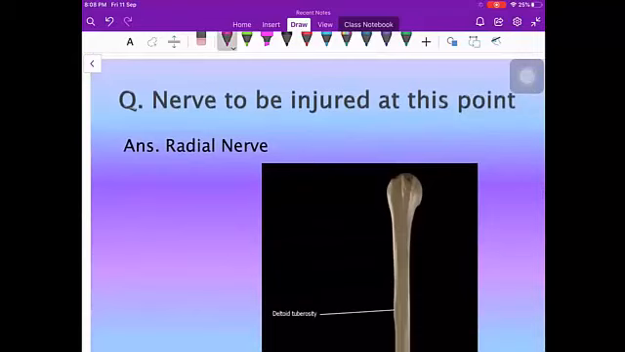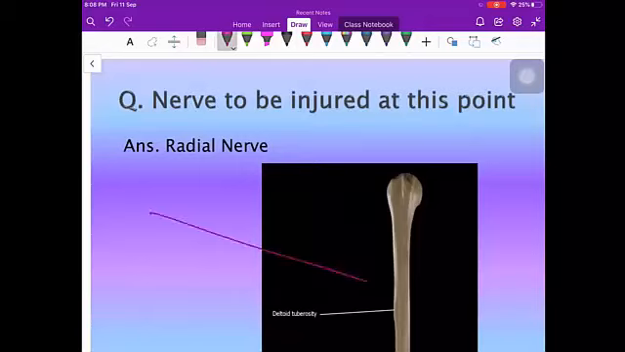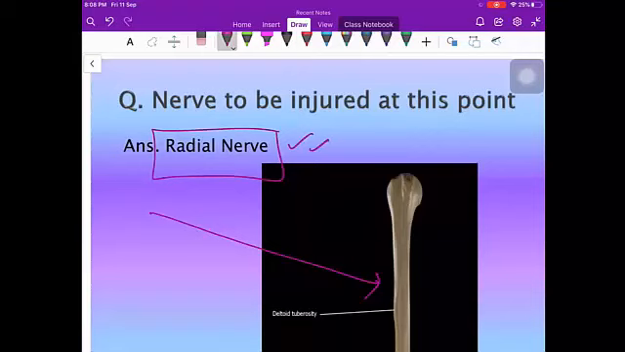Then there was another question. An image of the humerus bone was given and it was marked in the shaft, asking which nerve is injured. The options given were radial nerve, median nerve, ulnar nerve. So the answer to this question is radial nerve.